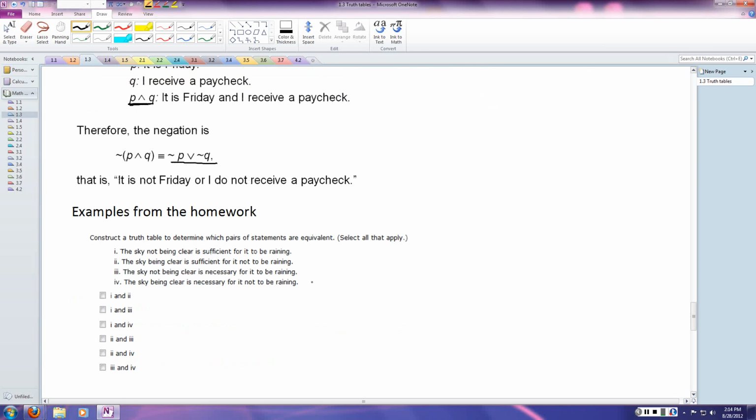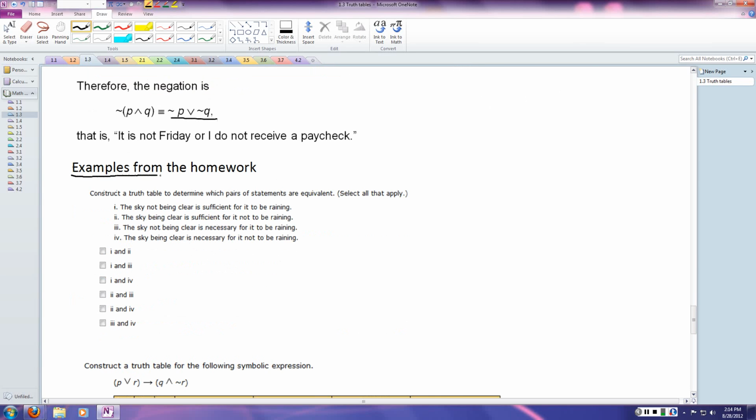So these are examples from the homework. You might have these exact problems or ones very similar to them. And again, I know this lecture is getting to be long, so just bear with me.